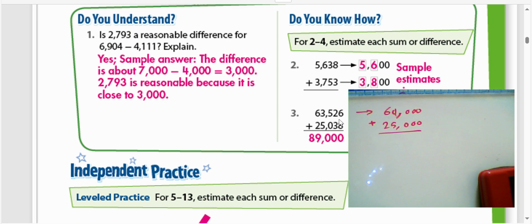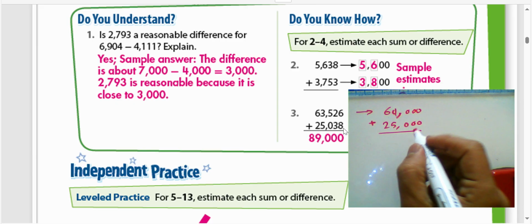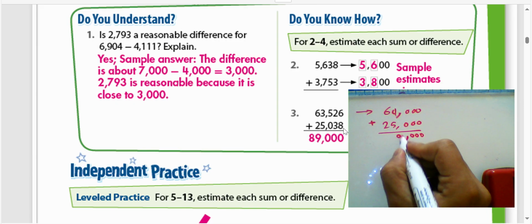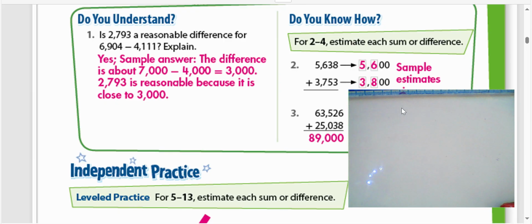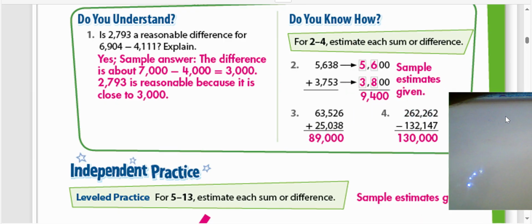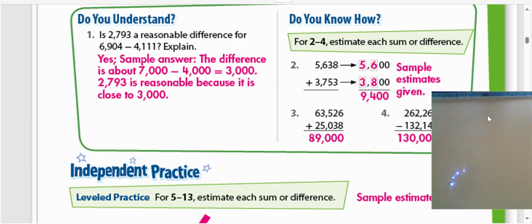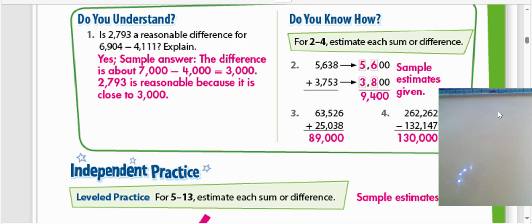25,000, so we can add together 5 plus 4 equals 9 and 6 plus 2 equals 8, the result will be 89,000. Also, in this example, we can find the difference between two numbers by approximating each number here.